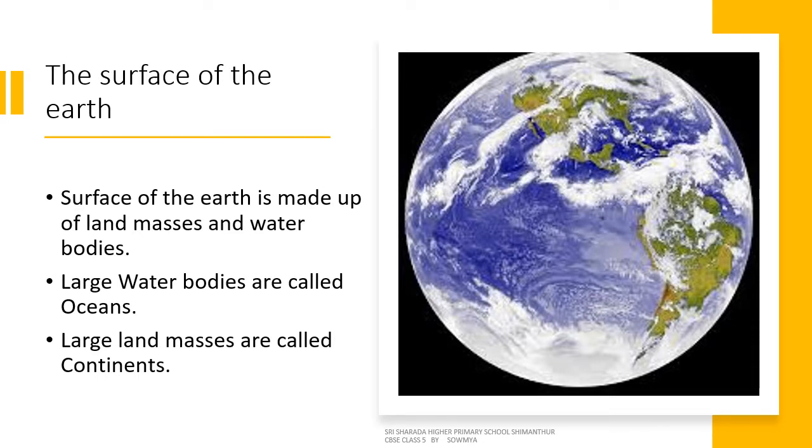The surface of the earth is made up of land masses and water bodies. Large water bodies are called oceans. Large land masses are called continents.